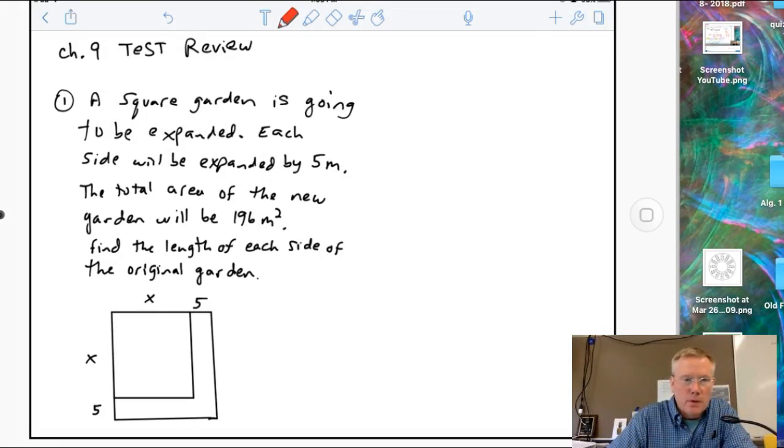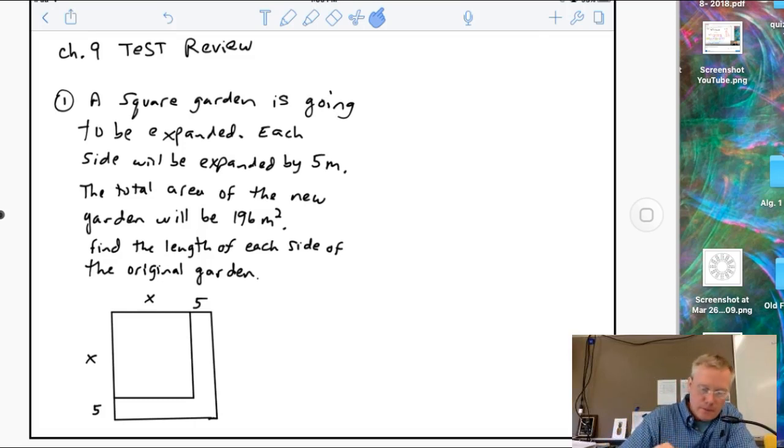The first problem I want to do is one of these area problems where a square garden is going to be expanded. Each side will be expanded by 5 meters. The total area of the new garden will be 196 square meters. Find the length of each side of the original garden.